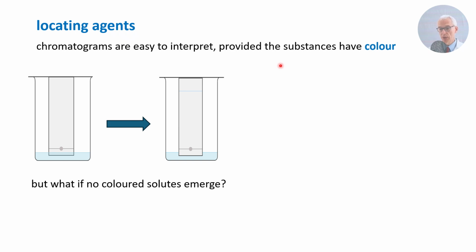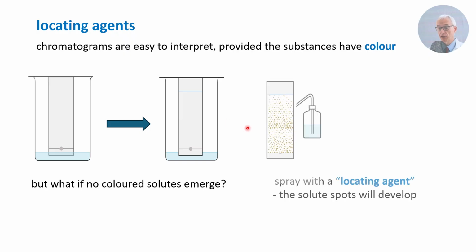Chromatograms are easy to interpret provided the substances, the solutes, have color. But what if no colored solutes emerge, for instance, in this example? We set up a concentrated spot, we allow the solvent to rise, and yet no colored spots arise. Well, in that case, we spray with a locating agent, and then we leave for some time to allow the spots to develop. The locating agent will evaporate and leave us behind a developed chromatogram, which we then interpret in the normal way.